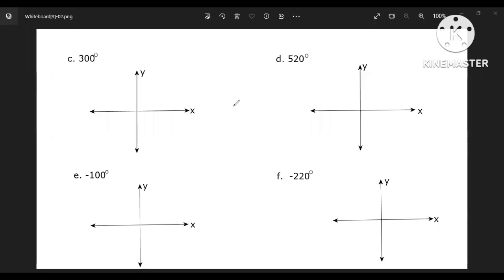Okay, let's now go to letter C, 300 degrees. So let us construct 300 degrees. 300 degrees is somewhere in the fourth quadrant, di ba? So this is 300 degrees.